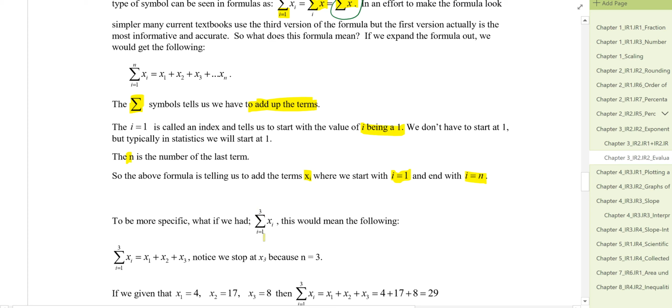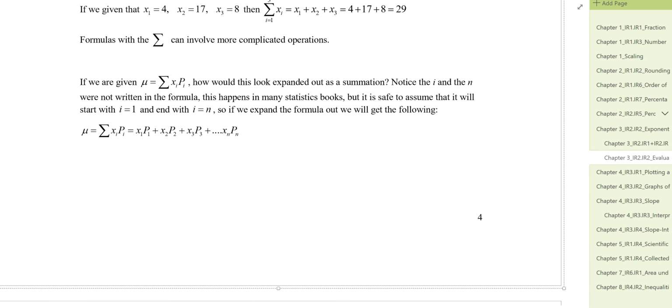If i equal to 1 to n equal to 3, then I would have x1 plus x2 plus x3. Notice that we stop at n equal to 3 here. And if we were given x1 equal to 4, x2 equal to 17, x3 equal to 8, then I would add up 4 plus 17 plus 8 equal to 29. And that's what this summation notation means.